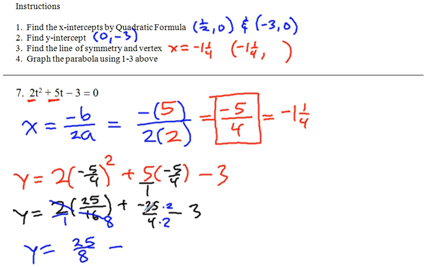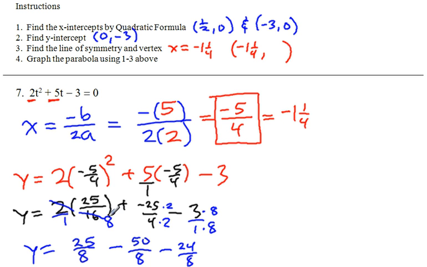So -25 times 2 is -50. Then divided by 4 times 2 is 8, and that converted this fourths into eighths. The same thing happens with the 3. To convert this into eighths, you have to multiply it by 8 over 8, because there really wasn't anything down there except for 1. So negative 3 times 8 is 24. And then on the denominator, 1 times 8 is 8.